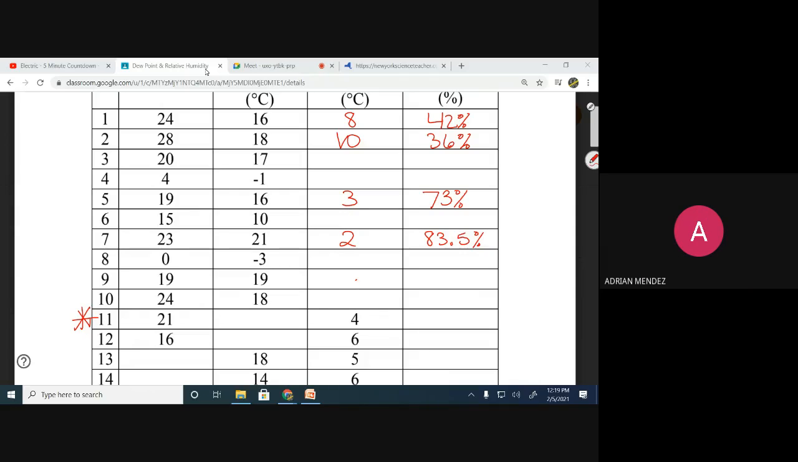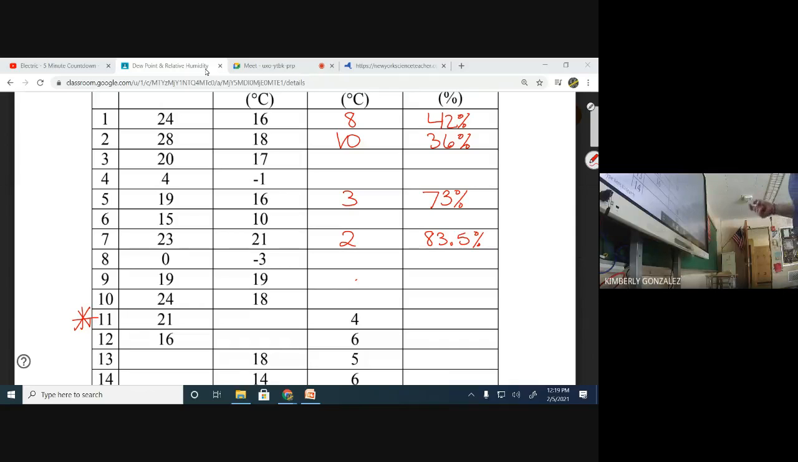What do we do for questions that have negative wet bulb temperature? So like for number 4, it's going to be 4 minus a negative 1, which is the same thing as just saying 4 plus 1. So that's going to be 5.